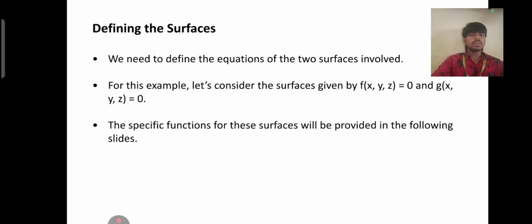Defining the surfaces. We need to define the equations of the two surfaces involved. For this example, let's consider the surfaces given by f(x, y, z) = 0 and g(x, y, z) = 0. The specific functions for these surfaces will be provided in the following slides.